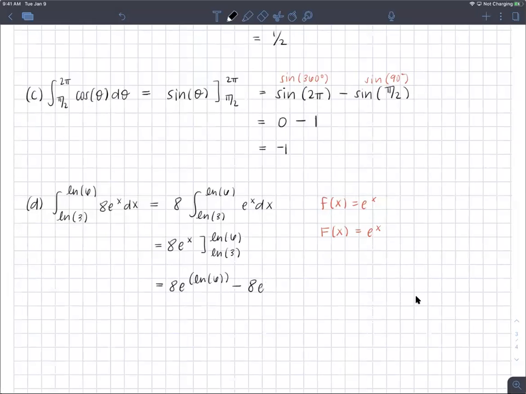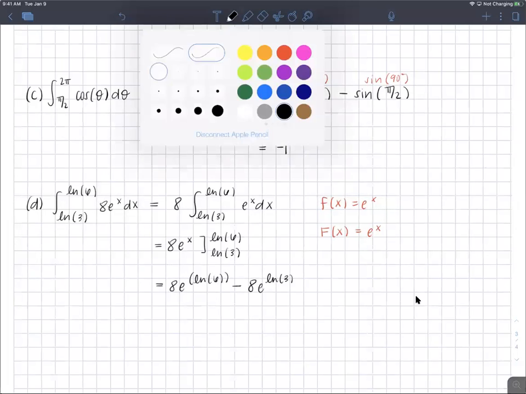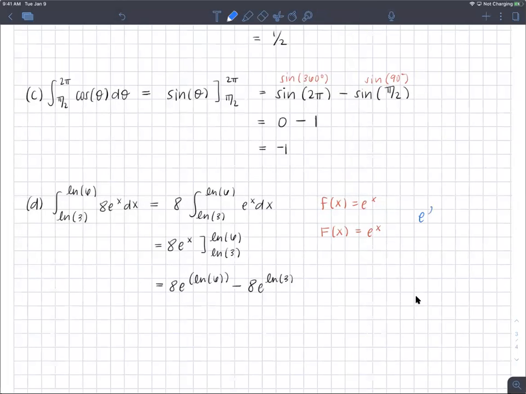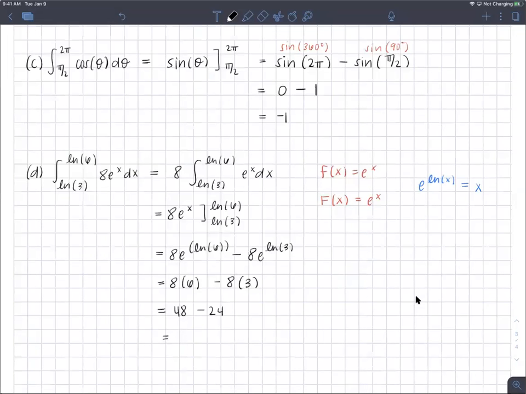What happens to the e to the ln of x? Like, what is e to the power of ln of x equal to? Yeah, it's equal to x. And so what I'm really getting here is 6 and 3, right? So you have 8 times 6 minus 8 times 3, which is 48 minus 24, which is 24.